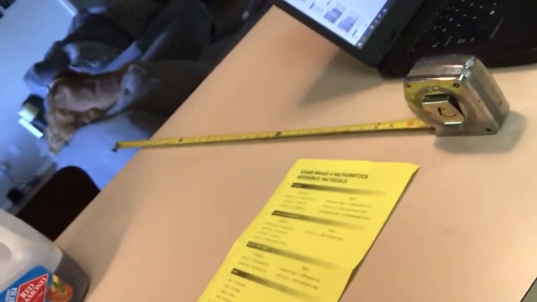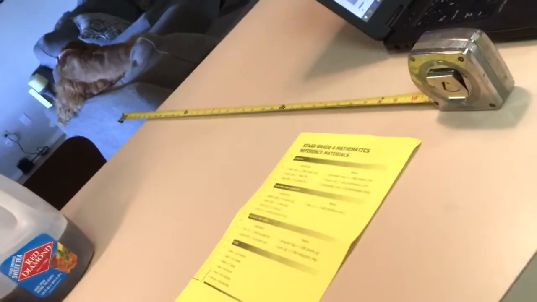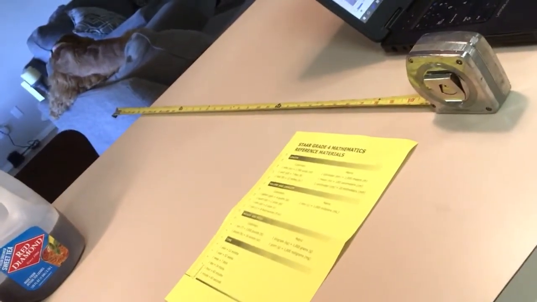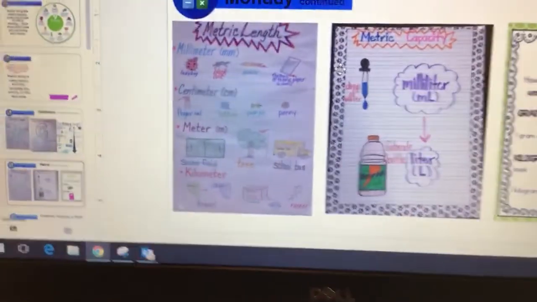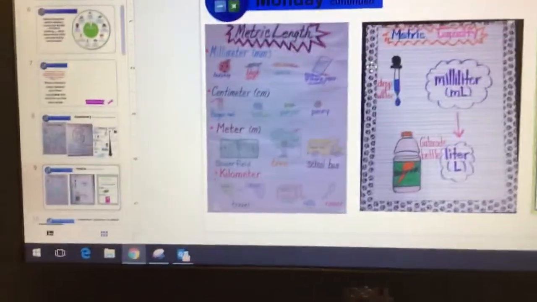All right, then you have the meter. Now, the meter is approximately 1 yard, okay? Not exactly. It's actually 1 yard is 0.91 meters, but it's close enough for you to be able to get an idea in your head, okay? And then the kilometer would be like what we use for our mile. It would be a much longer distance, okay?